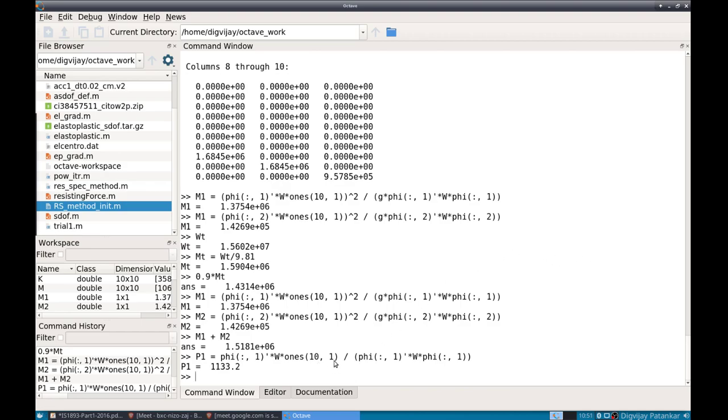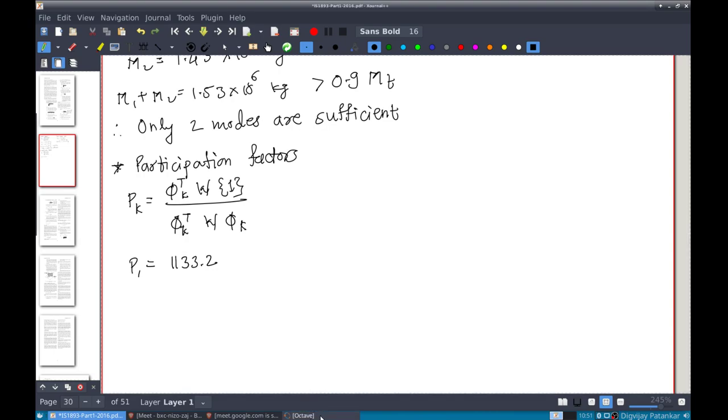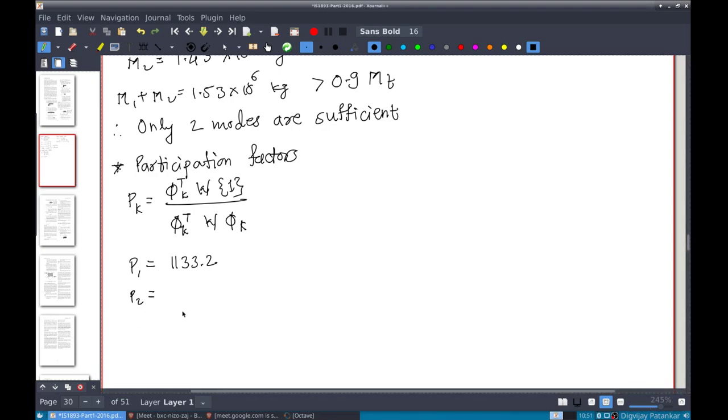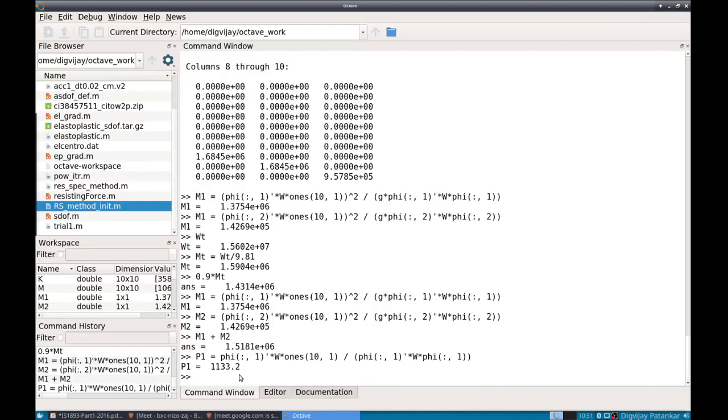1133.2. And what should be the unit here? What should be the unit? So it's unitless. Unitless, correct. And what about P2? Find out what is P2 value and tell me.